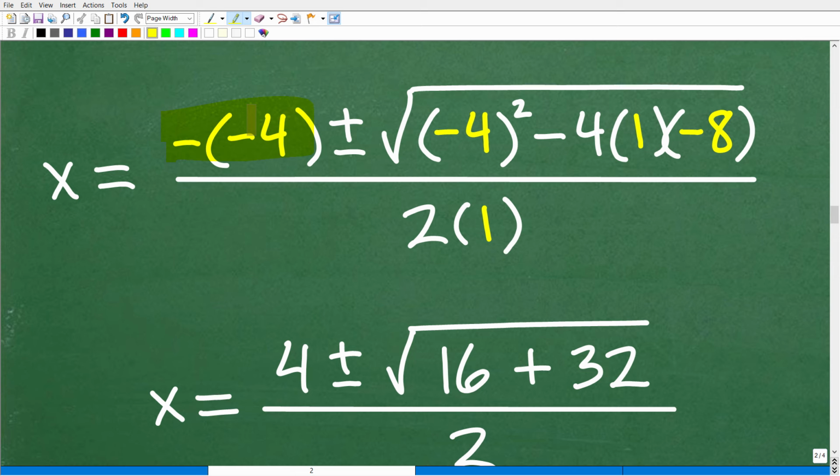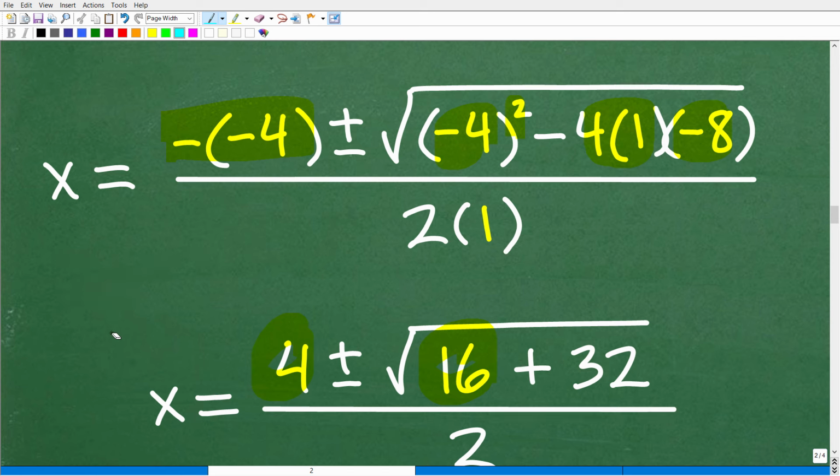start with the numerator. So we got negative of a negative 4, which of course is a positive 4, plus or minus the square root of negative 4 squared, which is what? Negative 4 times negative 4, positive 16, minus 4 times 1 times negative 8. Now this part, matter of fact, this part of the quadratic formula is called what? Okay, this is a bonus question. It starts with a D, okay? It's called the discriminant, right?